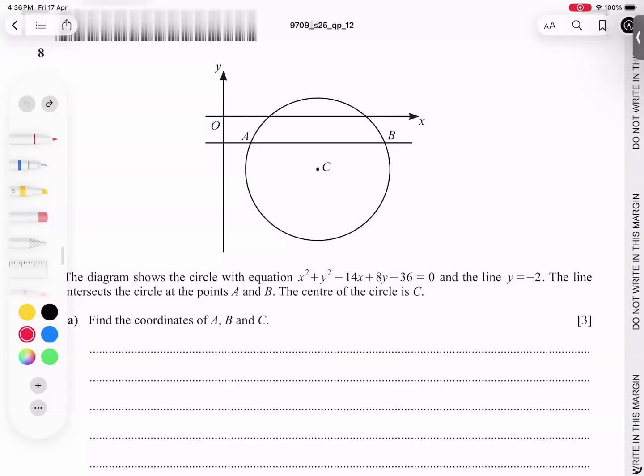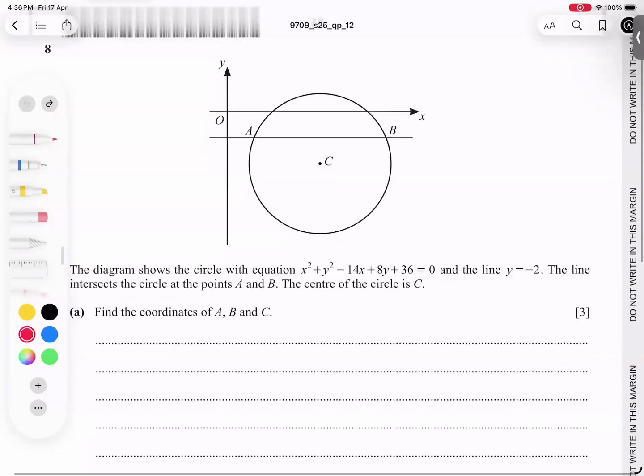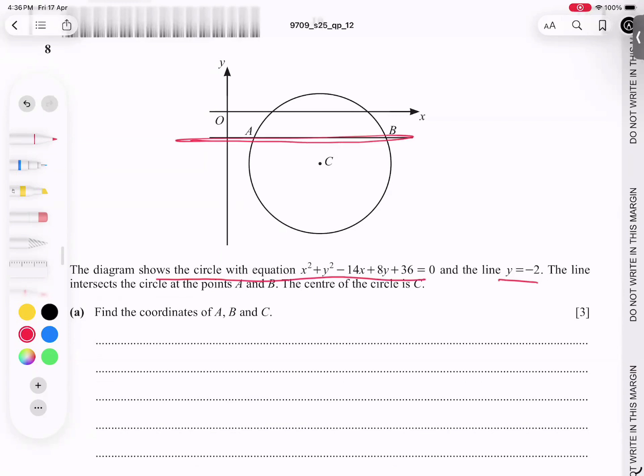Question number 8, students. We have a diagram showing a circle with this equation, and a line y equals negative 2. This is the line y equals negative 2, intersecting the circle at A and B, you can see this A and this B. And C is the center of the circle.